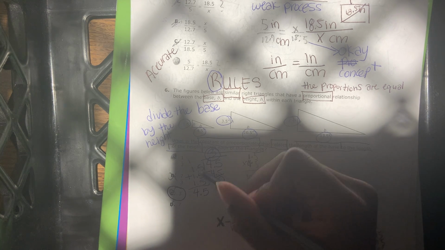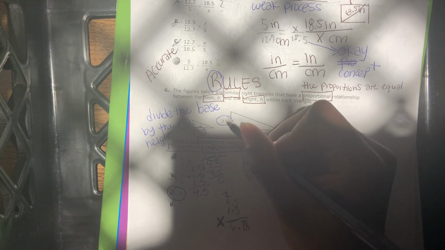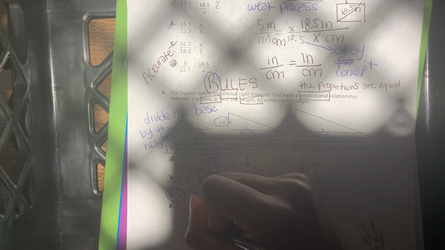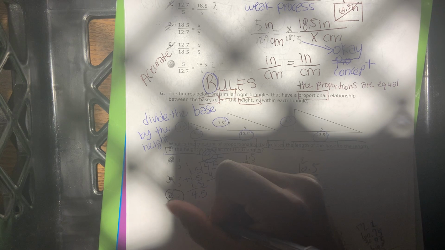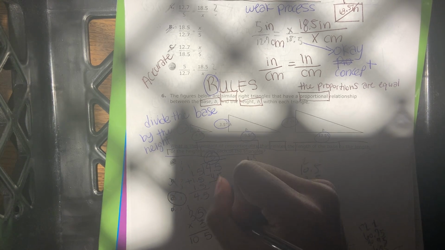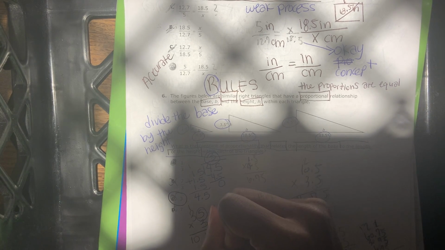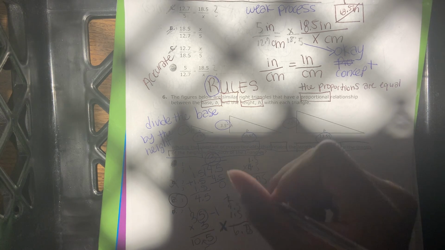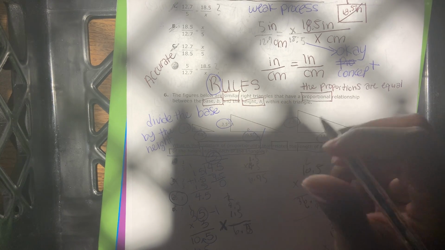Now let's double check. If you multiply 3 by the height, you should get the base. So let's do 3.5 times 3. 3 times 5, 15. Carry the 1. 3 times 3 is 9, plus 1 is 10. We have 1 digit to the right of the decimal value, so we move over 1 place, and it's going to give us 10.5. 10.5 here, 10.5 there. That works.